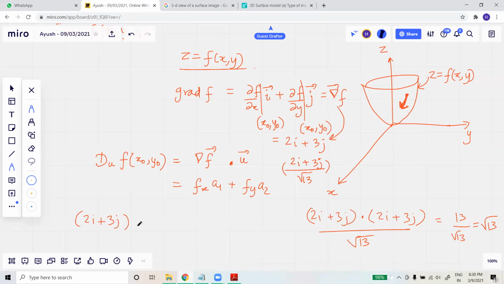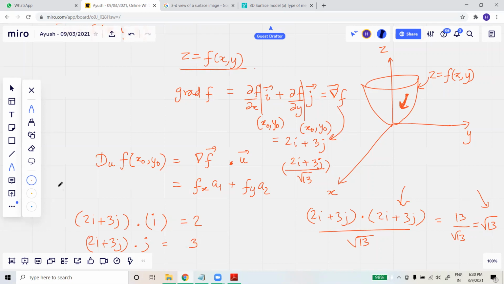If you had taken some other direction, it would be something different. Suppose you had taken the direction of i, a unit vector, then you would have got 2. If you had taken the direction of j, the y-axis, it would be 3. Whatever direction you take, only for this direction will you get the maximum value. Root 13 is greater than 2, and root 13 is greater than 3.